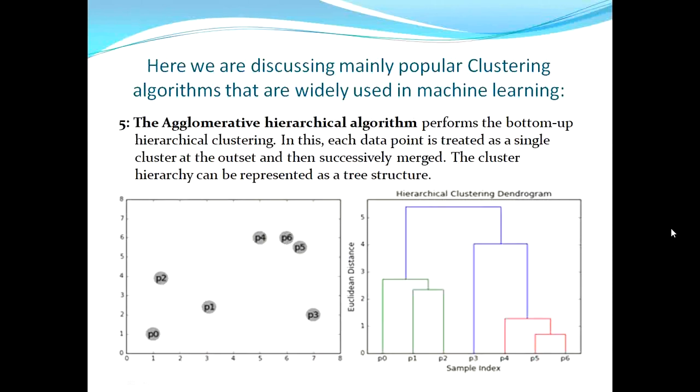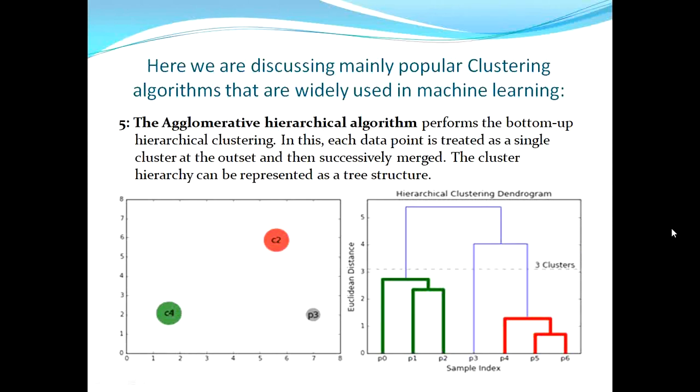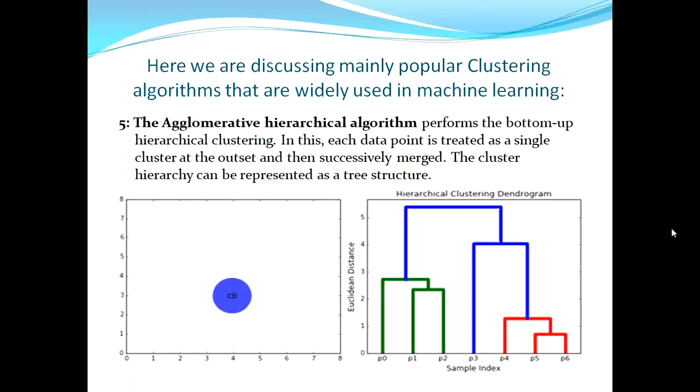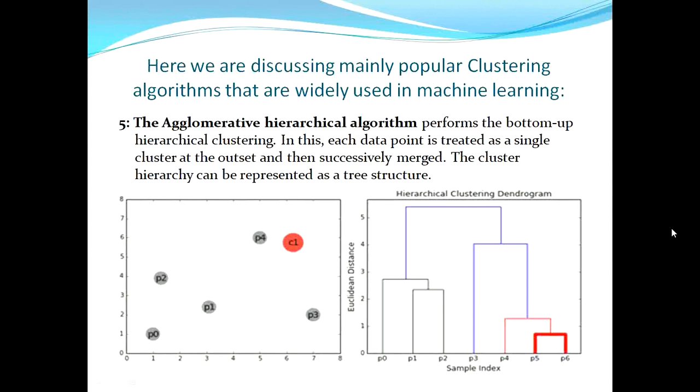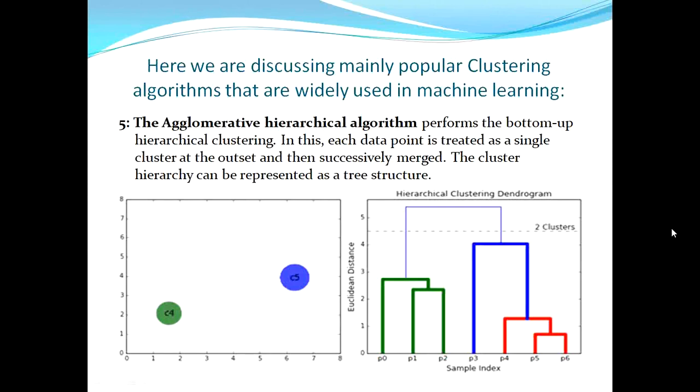Okay, so number 5, the agglomerative hierarchical algorithm. It performs bottom-up hierarchical clustering. In this, each data point is treated as a single cluster at the outset and then successively merged. The cluster hierarchy can be represented as a tree structure. In the figure, the dendrogram contains the memory of the hierarchical clustering algorithm. So just by looking at the dendrogram, you can tell how the cluster is formed.